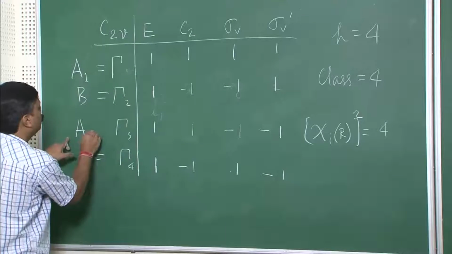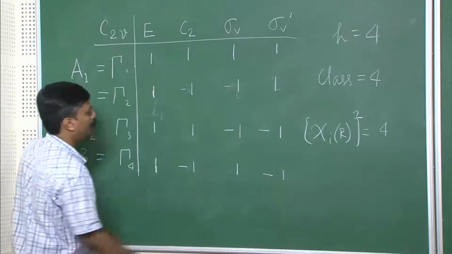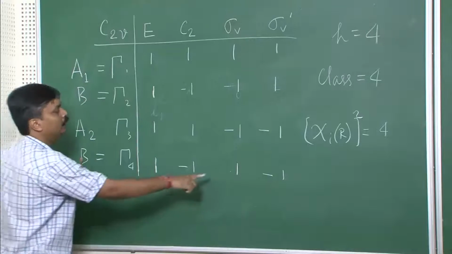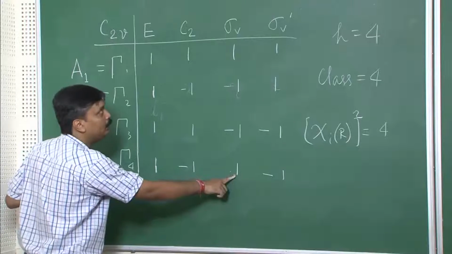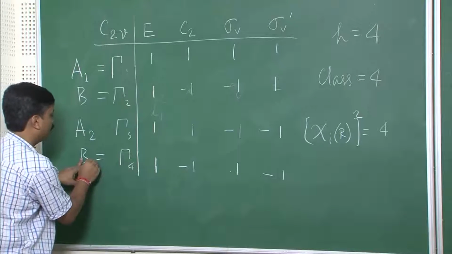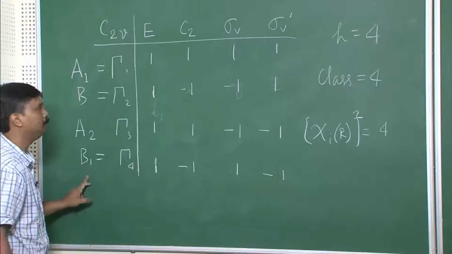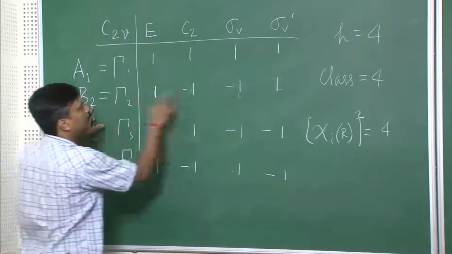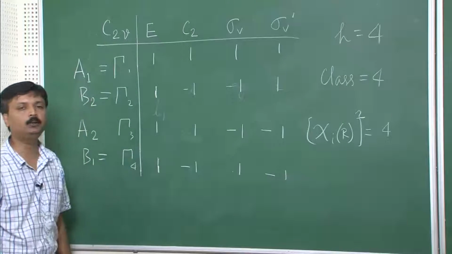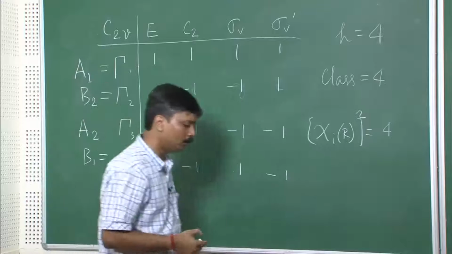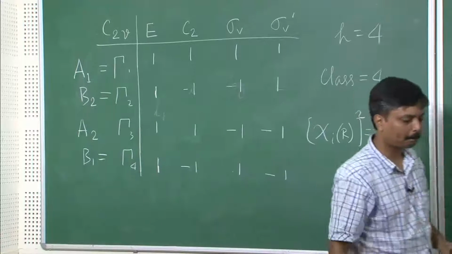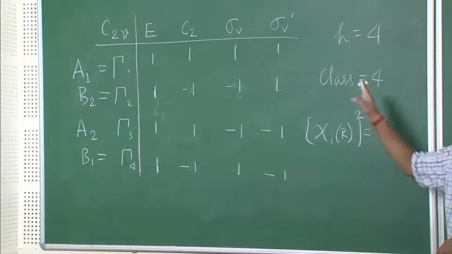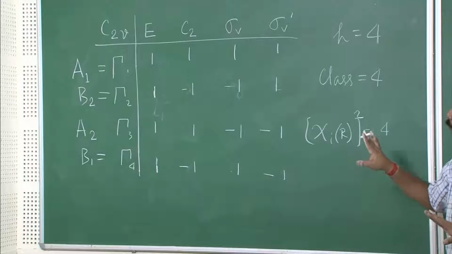this is anti-symmetric with respect to sigma v. So let's put 2, and now this B is symmetric, its character is symmetric with respect to sigma v. So I give this one as B1. Then I am left with this one, it will be B2. Let's verify this one. Yes, it is anti-symmetric with respect to sigma v. So I got my main character table. This is what we need.